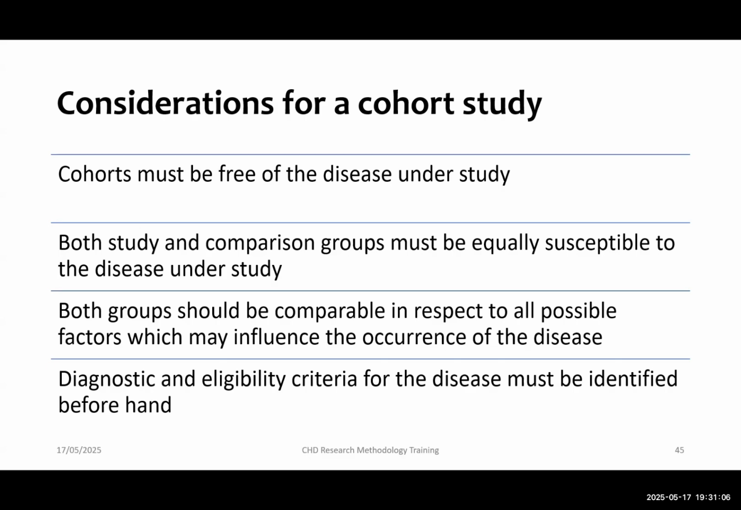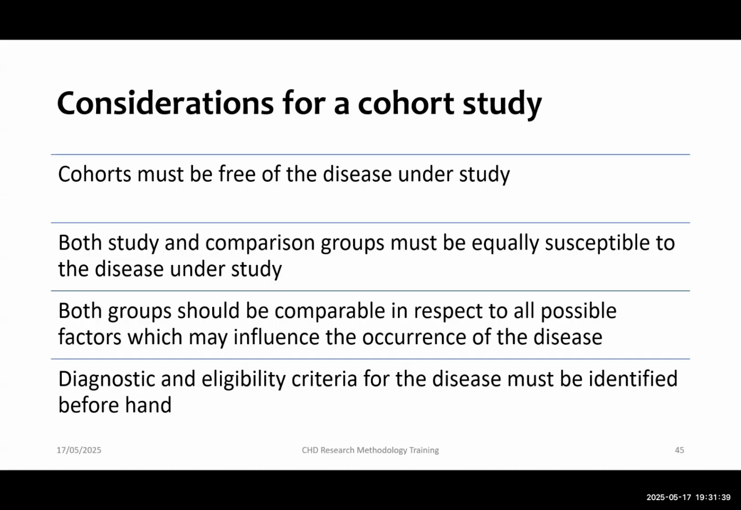But remember, both the study group and the comparison group must be equally susceptible to that disease under study. So they must be equally susceptible, but only one group is exposed to that factor. And both groups must be comparable, just like in case control. So they must be comparable in all possible factors that may influence the occurrence of that disease.